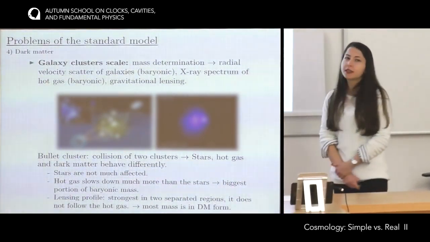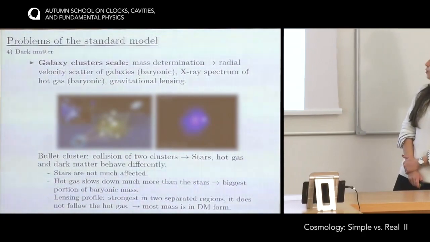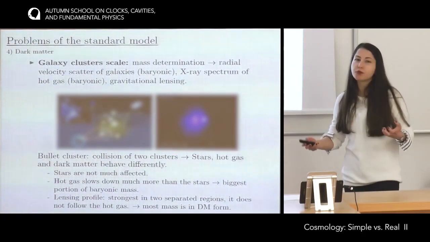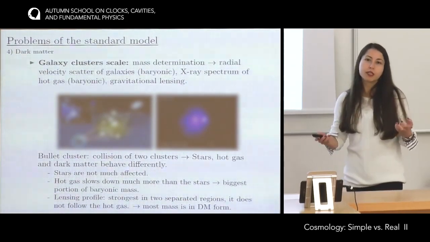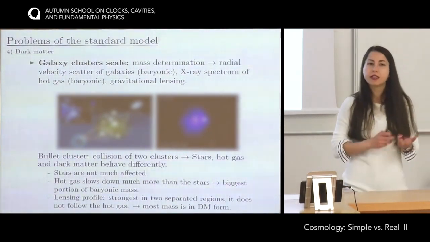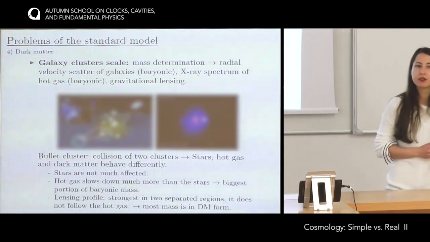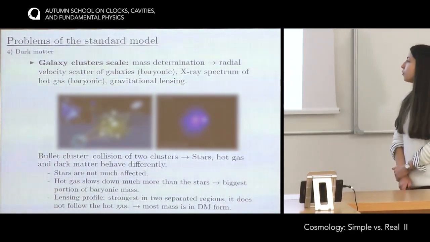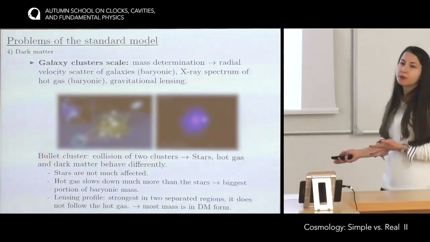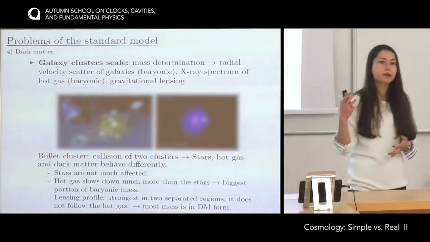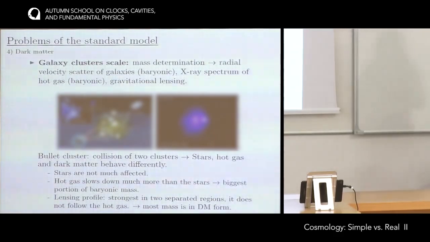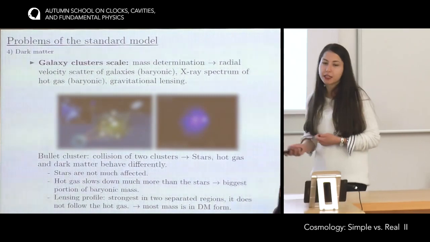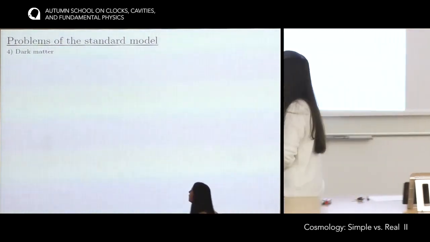But then when you look at the lensing profile, you see that the data favors two separated regions that we cannot observe via the X-rays or any kind of electromagnetic spectrum. So this is one of the best examples of the fact that there must be some additional matter on the galaxy cluster scale, which the gravitational lensing data favors.